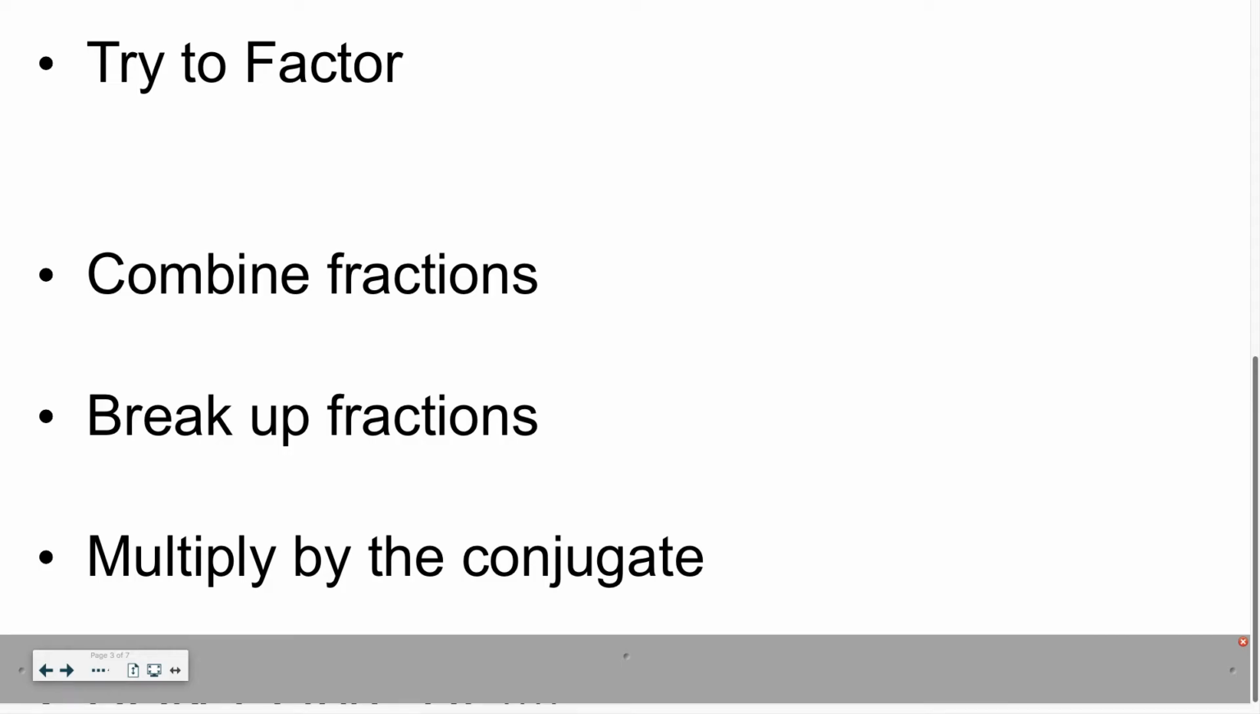We saw this yesterday also, multiplying by the conjugate. This doesn't happen very often. We had one fraction with 1 plus sine of x in the denominator. That would be an opportunity to multiply by the conjugate. Okay? Just make sure you're not multiplying across the equal sign. What's on the right stays on the right. What's on the left stays on the left.